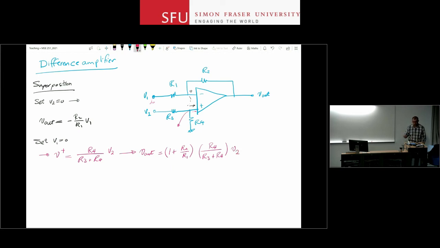And therefore, if I combine the two results, Vout is going to be minus R2 over R1 V1 plus 1 plus R2 over R1 times, I'm going to divide the numerator and denominator of the second fraction by R4, so 1 plus R3 over R4, times V2. And you'll see why I did that in a second, okay?